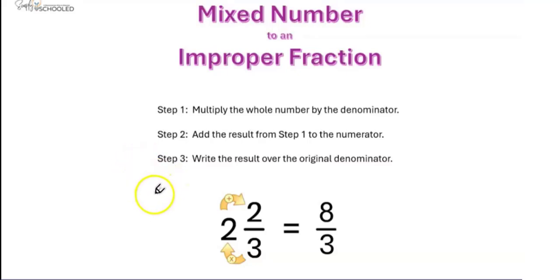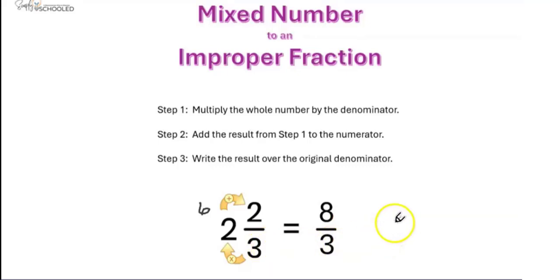Again, sometimes mathematical steps seem a bit overwhelming. So let's look at this diagram to see what it says to do. Step 1 is to take the denominator, which is 3, and notice it says multiply by the whole number. So 3 times 2 is 6. Then we're going to add the result, or when we multiply 3 times 2, we get 6. We're going to add that to the numerator. 6 plus 2 is 8, and we put it over the denominator.